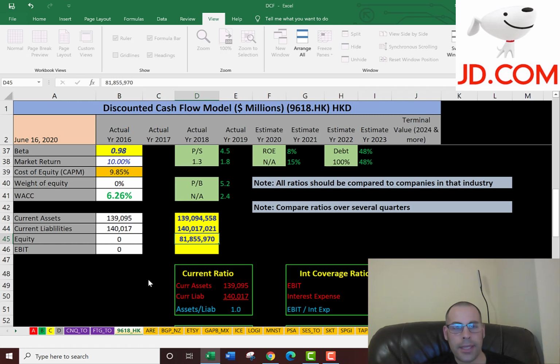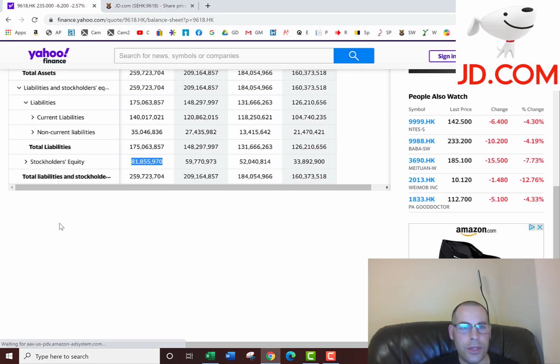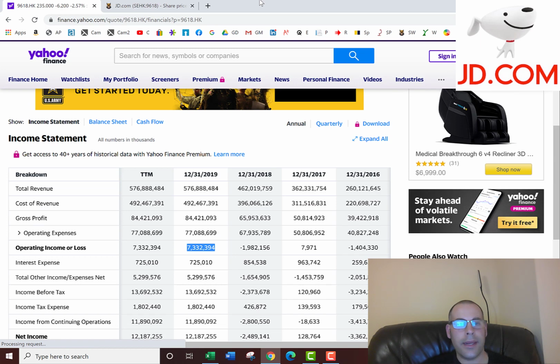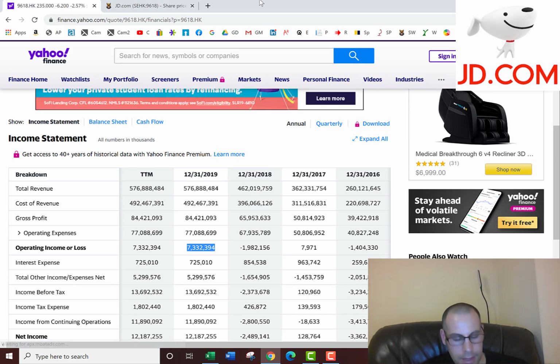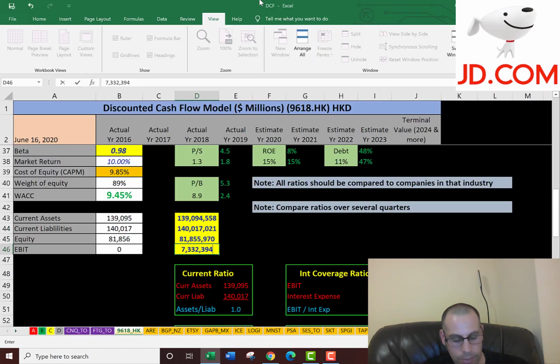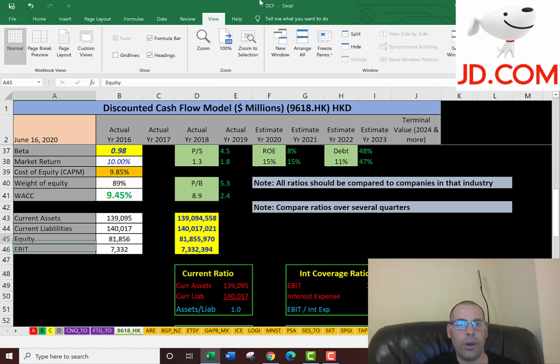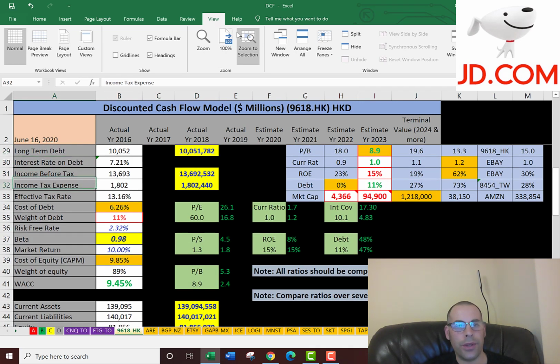That's total assets minus total liabilities, and that's $82 billion. Let's get the EBIT, earnings before interest and taxes. On the income statement, that's called operating income. That's $7.3 billion. Let's look at the capital structure of the company.